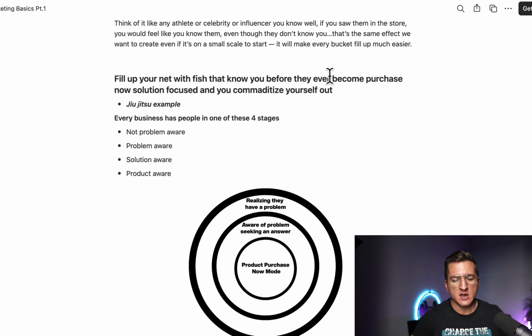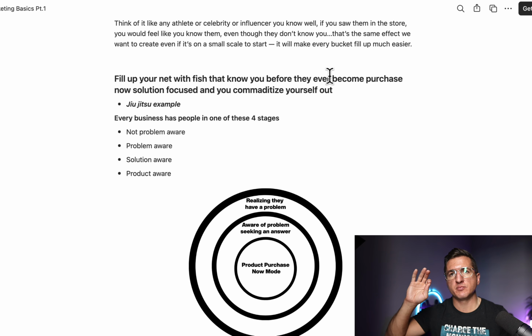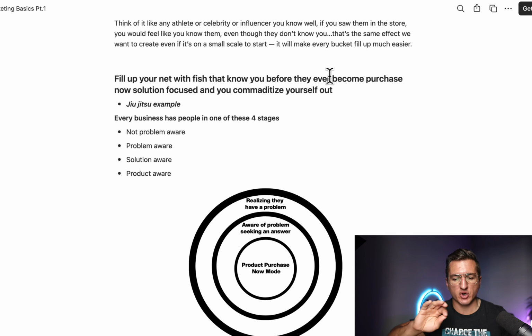So then if we do that, now we need to fill up our net with fish that know who you are before they ever hit a point where they are looking to purchase a product similar to yours, right? Because if you don't do that, you commoditize yourself. So I'm going to use an example of the jiu-jitsu gym I went to. For a long time, multiple years, I was like, I need to do jiu-jitsu. My buddy keeps harping on me, says I need to do it. I'm going to love it.